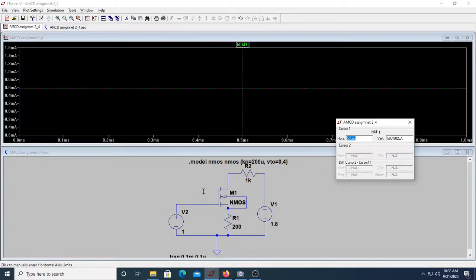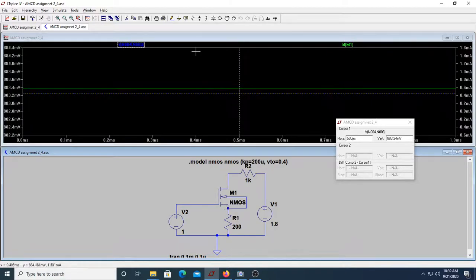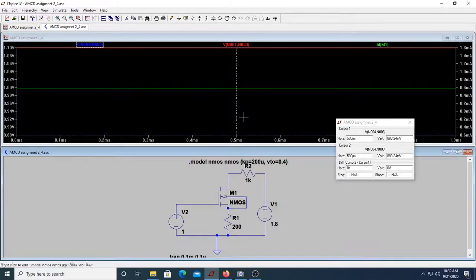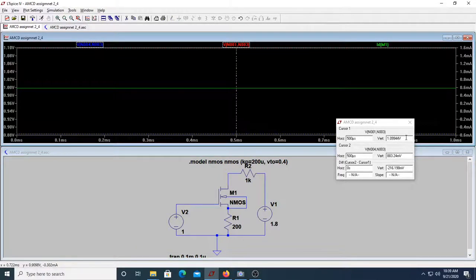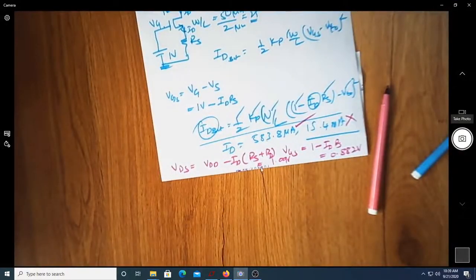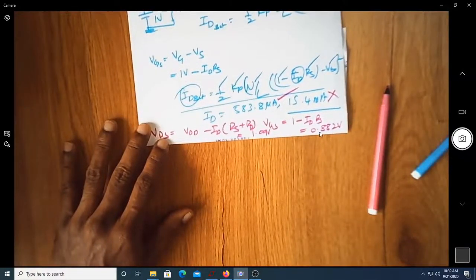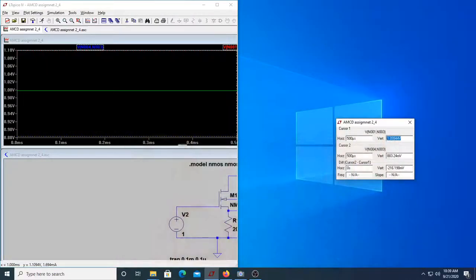And then we are supposed to see what is VGS. VGS should be 0.882. This is VGS, which you can see, and this is 0.883 point something. This is perfect. And VDS should be 1.09. Let us find out what is VDS between drain and source. This is drain and this is source. This is VDS. You can see it is 1.09. So we could verify all the three values. ID is 583 and VDS is 1.09 and VGS is 0.88. So all the values are verified here.